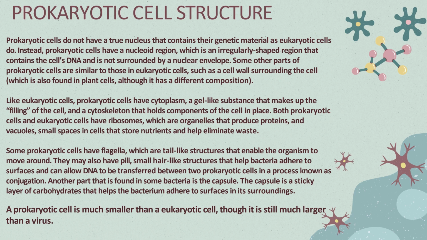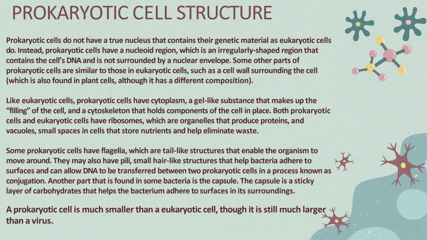Some prokaryotic cells have flagella, which are tail-like structures that enable the organisms to move around. They may also have pili, small hair-like structures that help bacteria adhere to surfaces and allow DNA to be transferred between two prokaryotic cells in a process known as conjugation. Another part that is found in some bacteria is the capsule. The capsule is a sticky layer of carbohydrates that helps the bacterium adhere to surfaces in its surroundings.